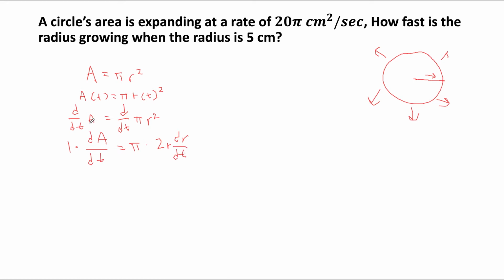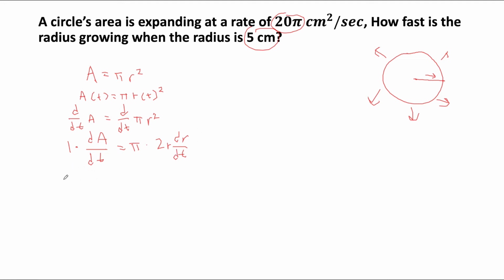And here we want to look at what we have, or what the word problem has given us. We know 20 pi is the rate at which the circle's area is expanding, so that's dA/dt, right? It's the derivative of A with respect to time. And the radius is 5, and that's r. And what we're trying to figure out is how fast the radius is growing, so that is dr/dt.